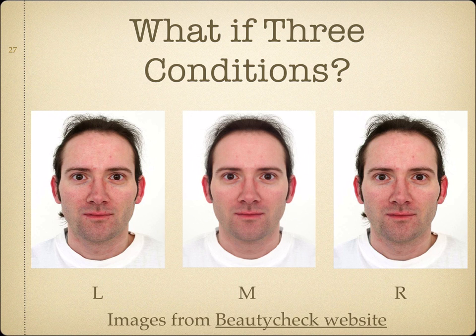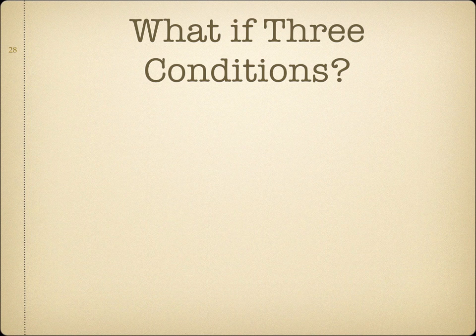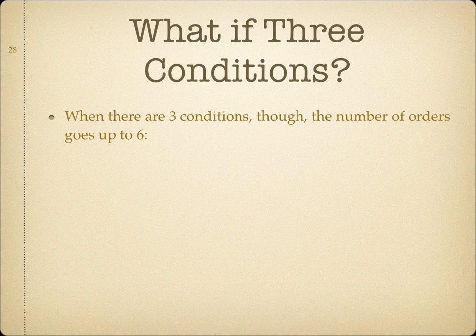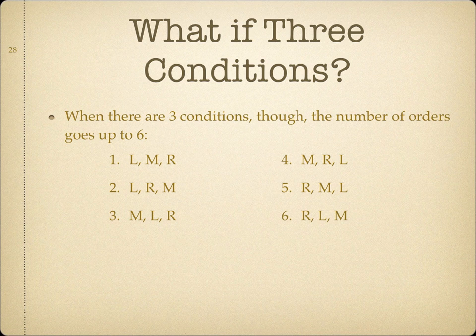For full counterbalancing, you have a lot more conditions you have to run. When there are three conditions, you have up to 6 total orders you have to run. Left, middle, right; left, right, middle; middle, left, right; middle, right, left; right, left, middle; right, middle, left. Bah.